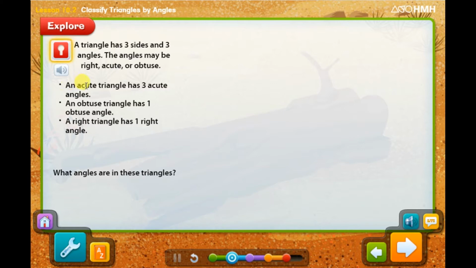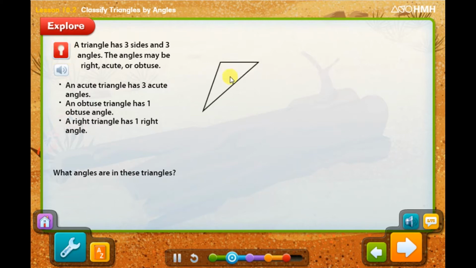So the acute triangle has 3 acute angles. This means all its angles are acute. An obtuse triangle has 1 obtuse angle. A right triangle, of course, has a right angle. Oh, that's easy. So you connect the name of the triangle with the name of its angle. Okay, so let us see together.